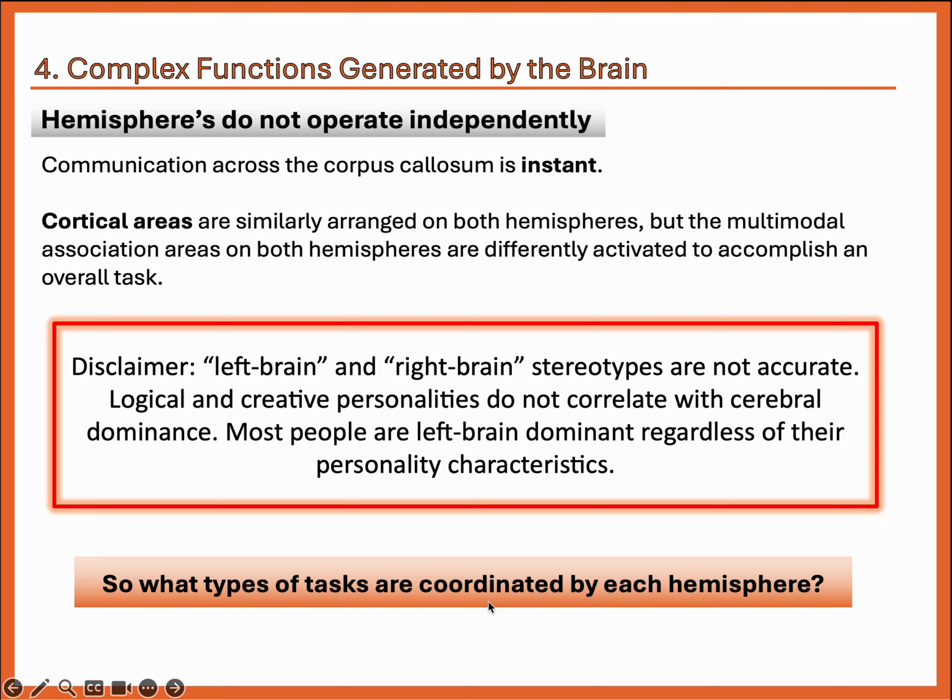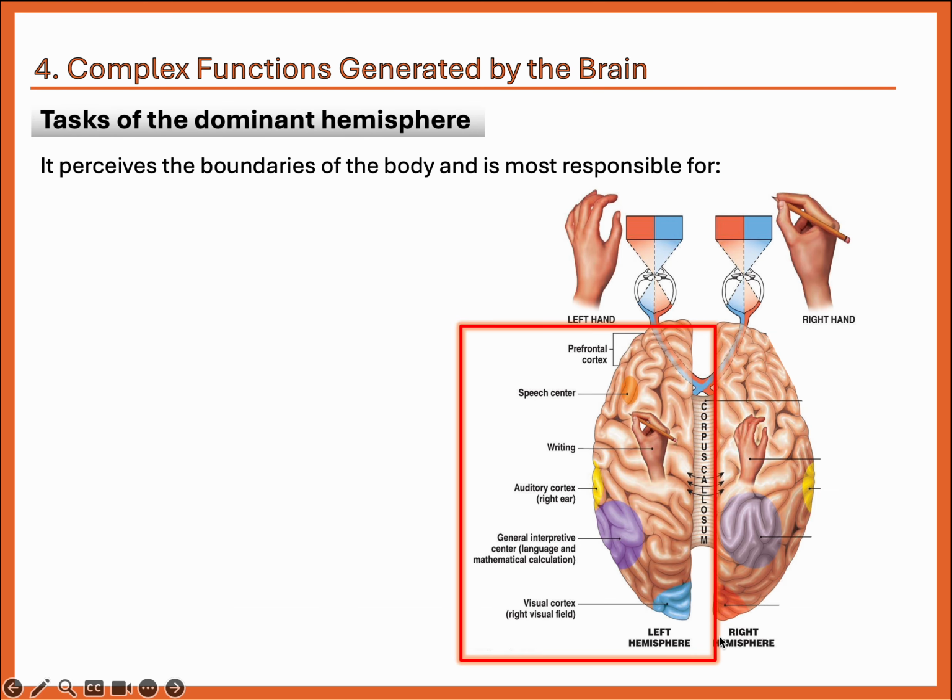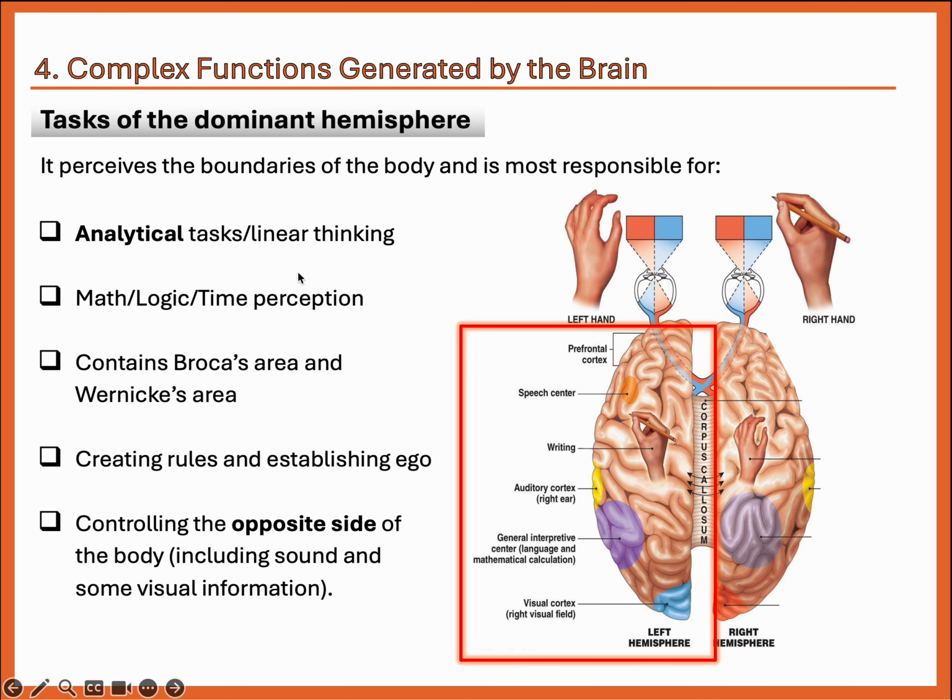So, what types of tasks are coordinated by each hemisphere? Tasks of the dominant hemisphere. For most of us that are right-handed, these are the types of things we'll find on our left hemisphere. Remember, things cross. So the dominant hemisphere perceives the boundaries of the body and is most responsible for analytical tasks: linear thinking, math, logic, time perception. Broca's area and Wernicke's area are only on the left side, interestingly.